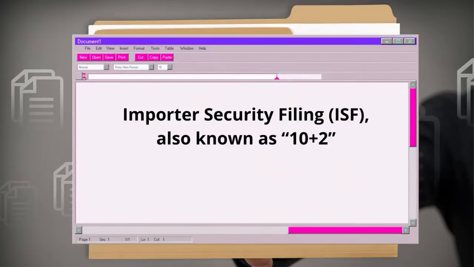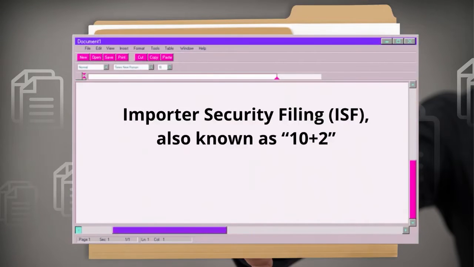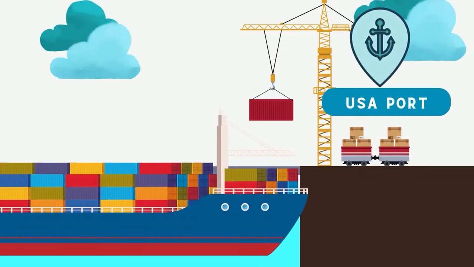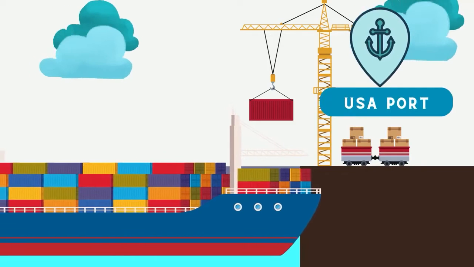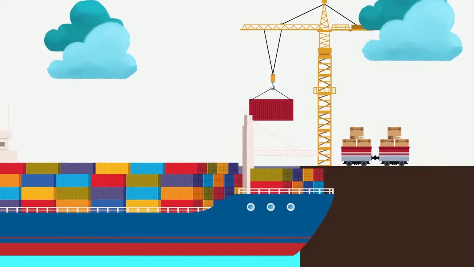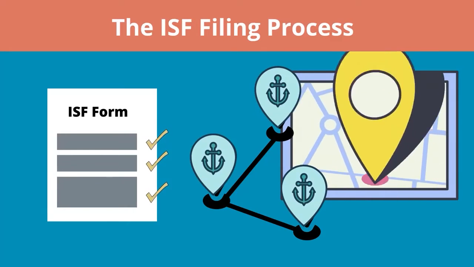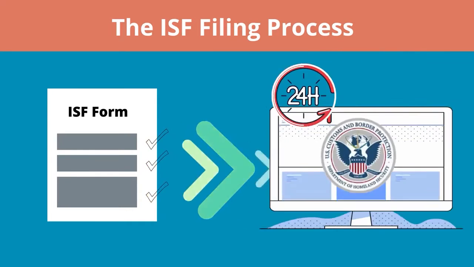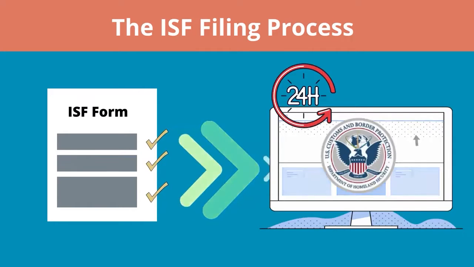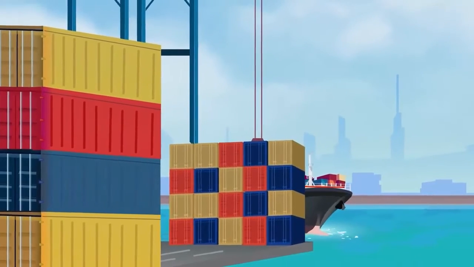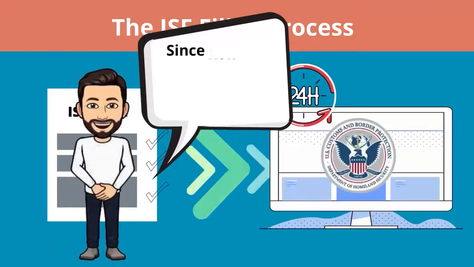ISF penalties and fines. Importer Security Filing, ISF, also known as 10+2, is a Customs and Border Protection (CBP) requirement for all ocean cargo imports to the United States. The filing documents import information and details as shipments move from point to point. It must be delivered to CBP at least 24 hours before the vessel carrying the shipment is due to make its final departure to the US.